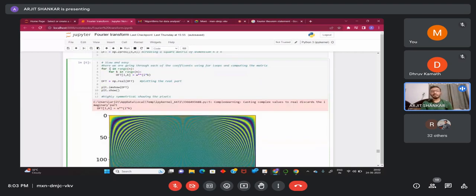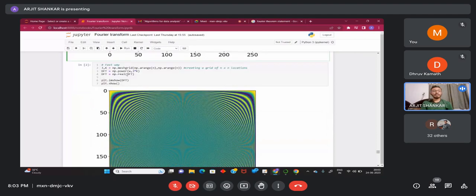So Python has another way to do that. This is the way. Here j comma k are simply the different coefficients, the indices. So np.meshgrid does the same work. It simply creates an n cross n matrix, and then when we write dft equals np.power of omega comma j times k, it means omega to the power of j times k. That's what our discrete Fourier transform matrix coefficients were, right? Omega to the power j times k.